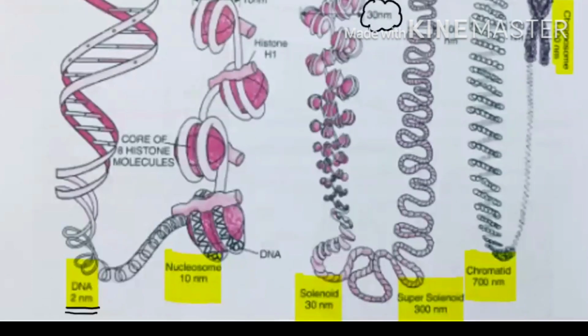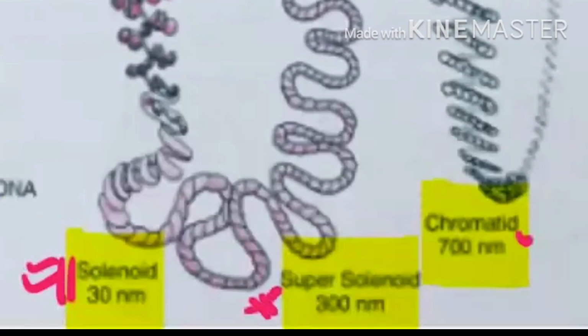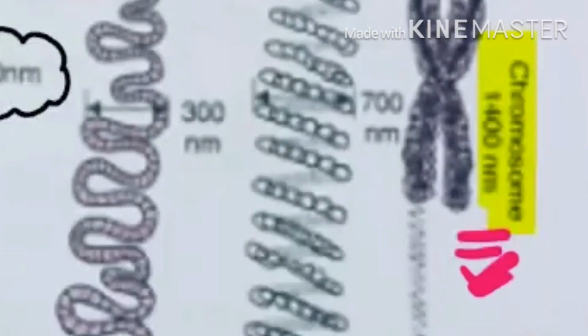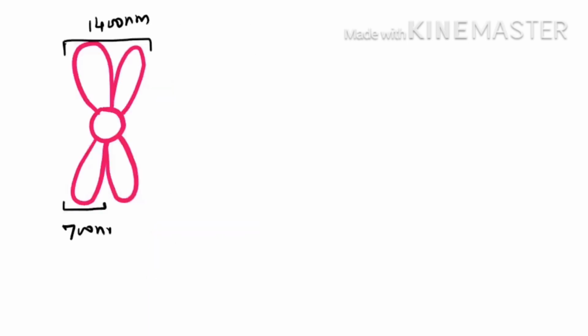So you have to just remember a simple summary. Please focus here. Your DNA is 2 nanometer, becoming nucleosome 10 nanometer. In this way the packing is done: solenoid 30 nanometer, super solenoid 300 nanometer, chromatid 700 nanometer, and finally the chromosome, which we see, is 1400 nanometer. This is your chromosome which is 1400 nanometer, and this is your one chromatid which is 700 nanometer.